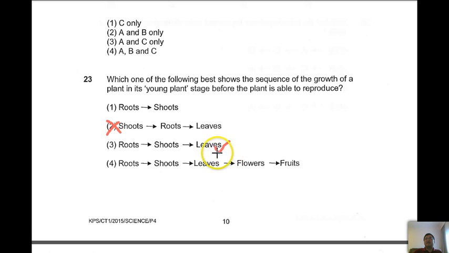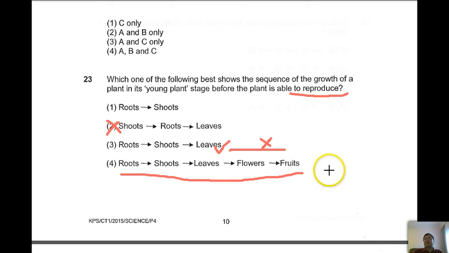With leaves, you can make food, but the question says to reproduce. So this one is incomplete, because you cannot say with leaves I can reproduce. It must be this one, all the way: flower, fruits, then they will reproduce. Of course, this is the best statement. Once you have fruits, you have a seed, and it will continue to reproduce.